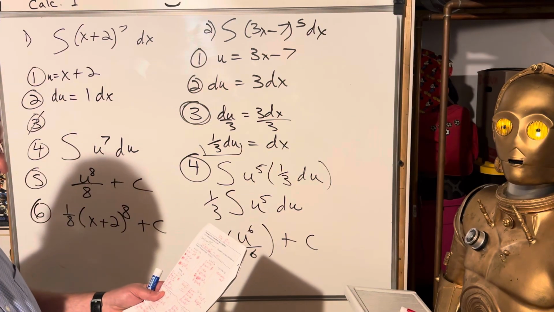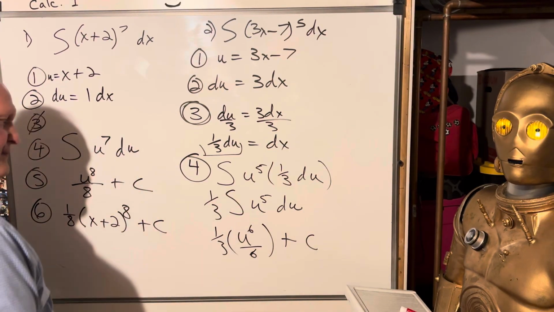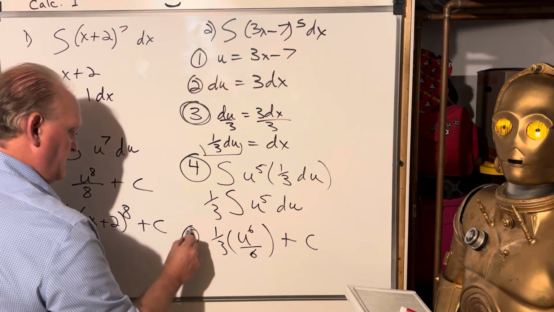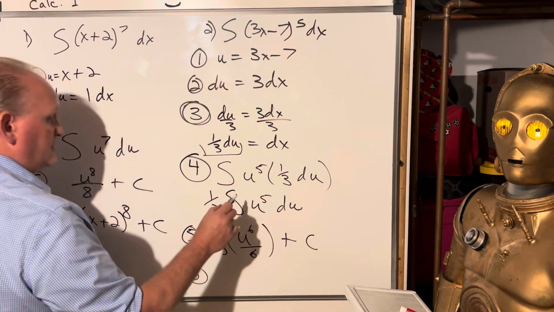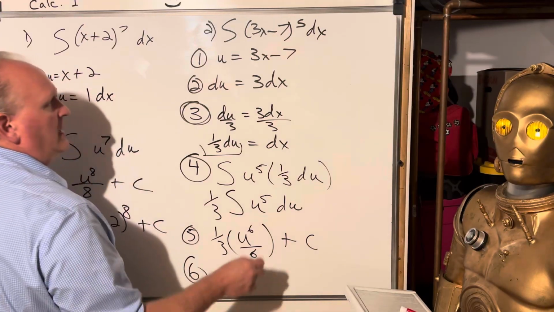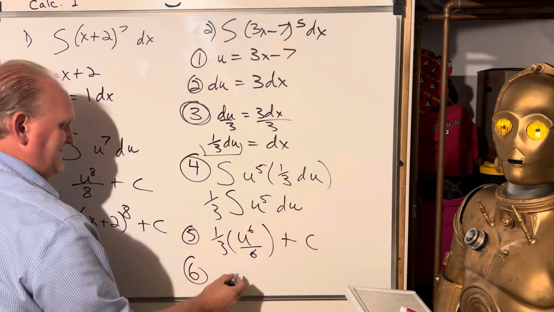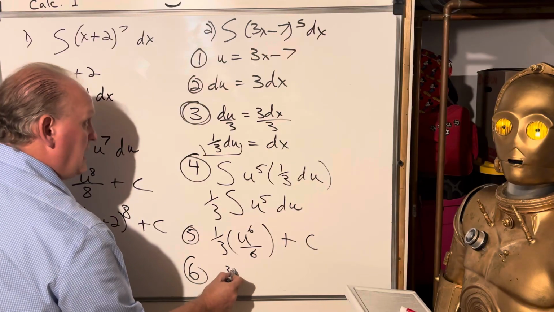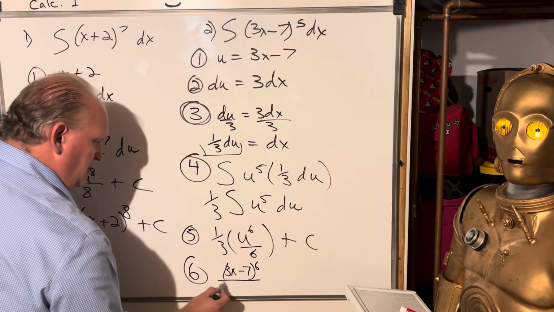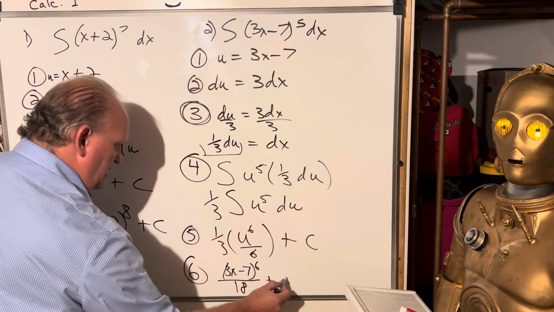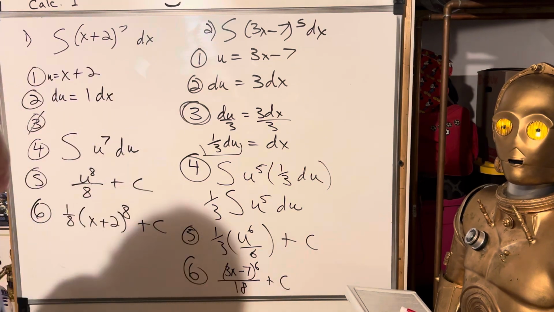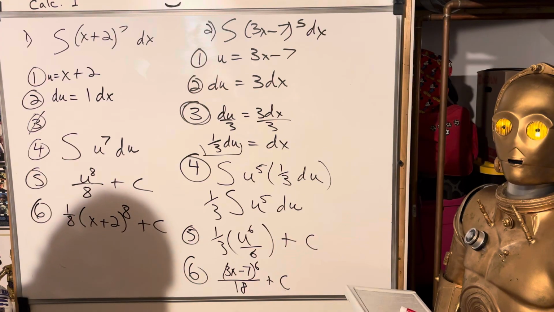That was step 5. Step 6, remember to put back in. So many students stop there and go, woo, I'm done. I'll put an 18 on the bottom. I'm done. You're not done until it has x's back in it. So we need (3x minus 7) to the 6th power over 18 plus c. Now you're done. Alrighty, ditty.